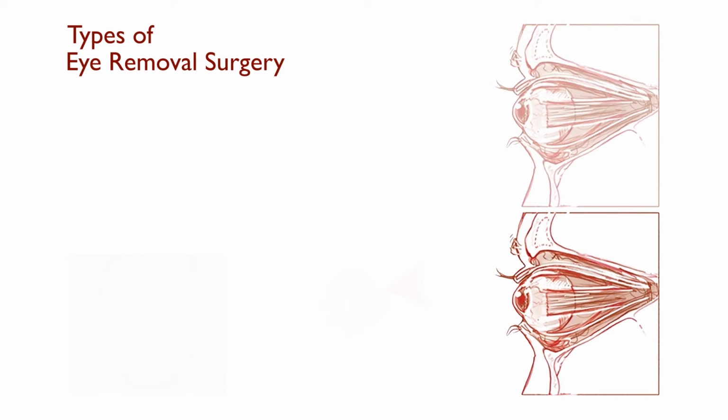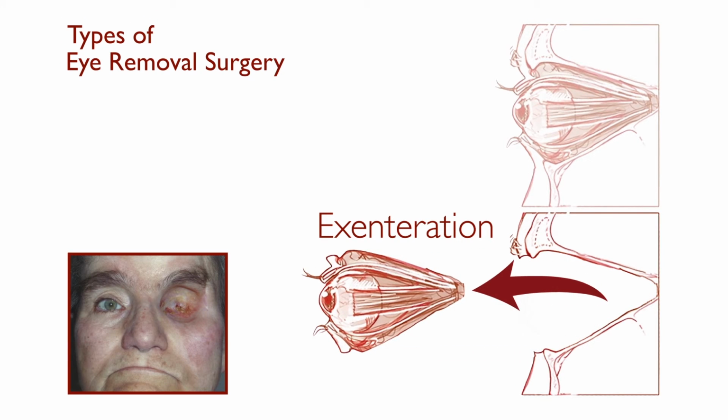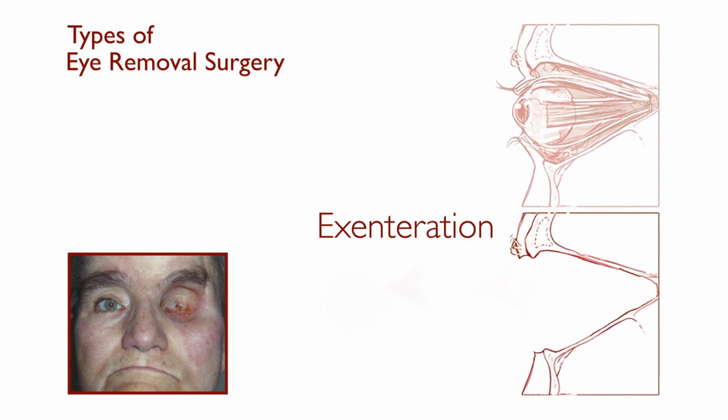The last type of eye removal surgery, and the most extreme and least common, is called exenteration. Exenteration is the removal of the entire contents of the bony orbit. Everything, including the muscles and orbital tissue, is removed. The orbital tissue is not replaced, but the bone is lined with a skin graft. This rare surgery is for tumors that require doctors to be able to examine the orbit later.